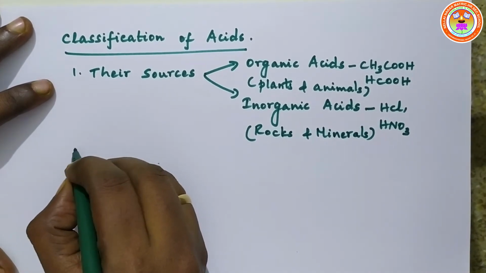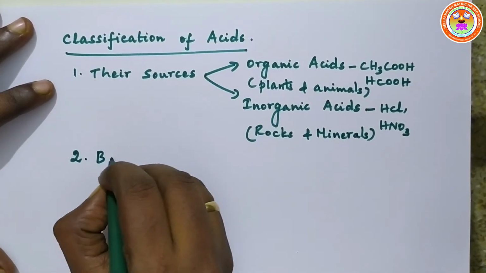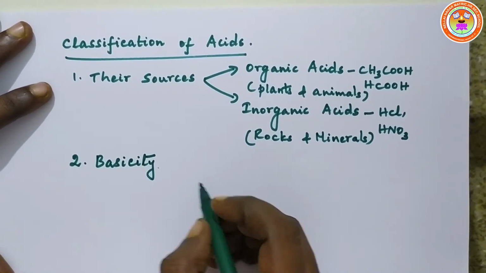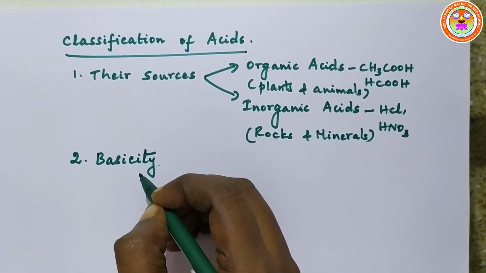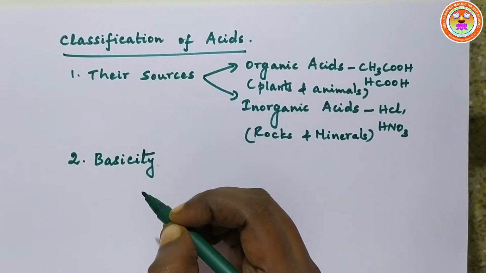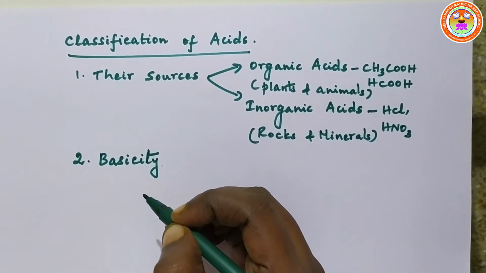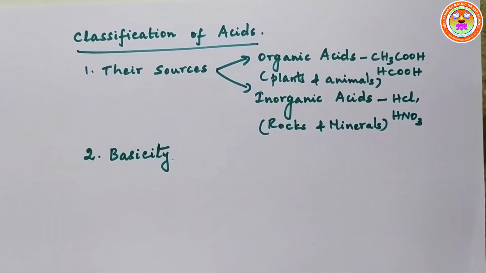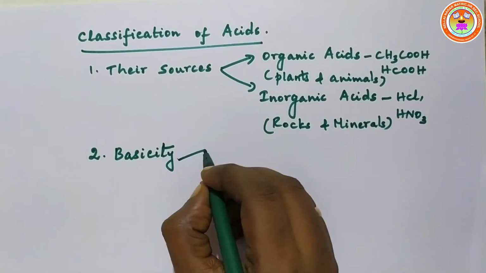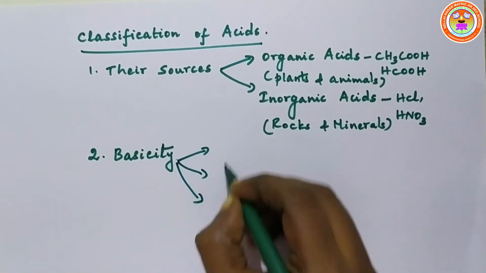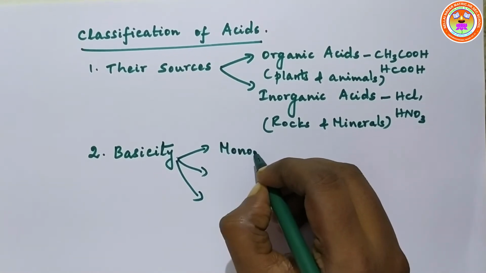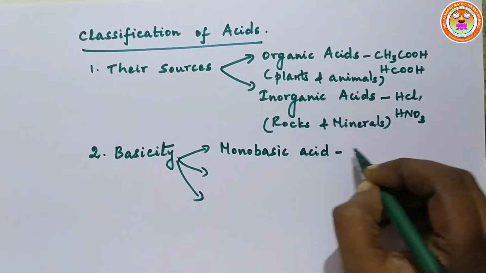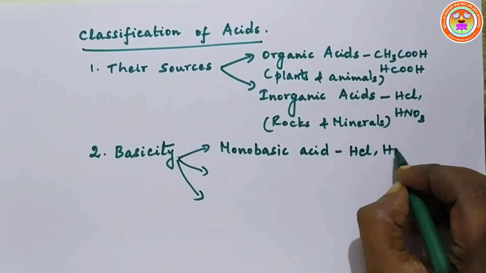Then we have another classification based on their basicity. What do you mean by the term basicity? Basicity corresponds to the number of replaceable hydrogen ions or hydrogen atoms present in an acid. Depending upon the number of replaceable hydrogen atoms, an acid is divided into monobasic acid. Examples are hydrochloric acid and nitric acid.